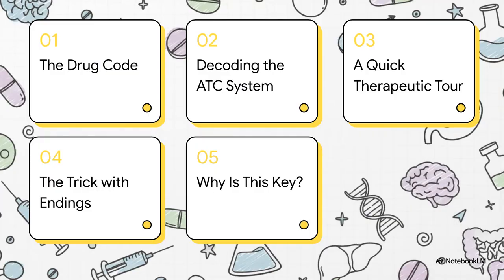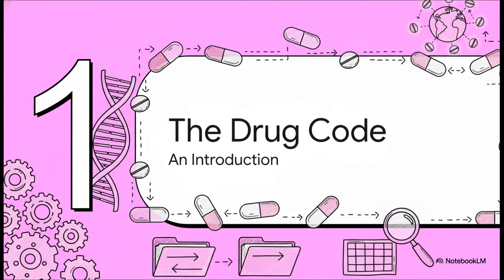So here's our game plan for this library tour. First, we'll introduce the drug code itself. Then, we'll decode the system behind it. After that, we'll take a quick tour of the most popular sections, and I'll even show you a brilliant shortcut for identifying drugs. And finally, we'll wrap up by talking about why all of this is so important. All right, let's dive right in with the drug code.